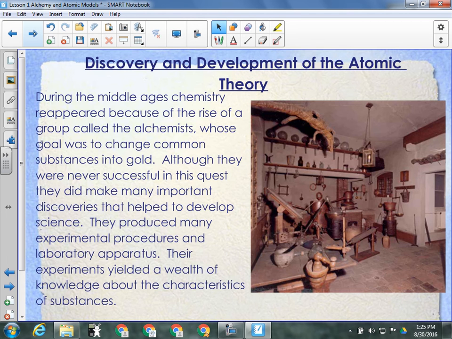Now, we've already talked about the alchemists a little bit here. They were kind of the next step in that. That's what an alchemist's lab might have looked like.